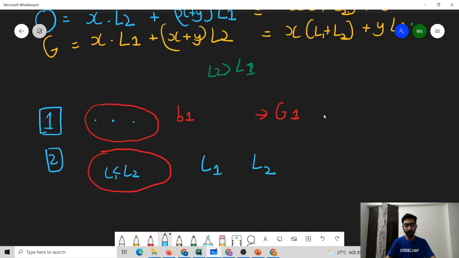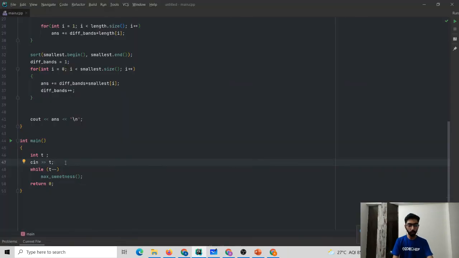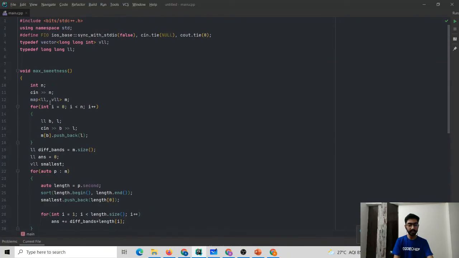So with these two things in our mind, we'll have a look at the code of the solution. First we are taking the total number of test cases, after which for each test case we are first taking the number of different songs, after which for each song we are taking the band number and length. Note that in order to implement this solution, I have used a map in which, for each band, I have stored all the different songs that are being played. That is, for each band I am storing the length of each song that is being played. So how am I doing that? In the map, for this particular band, I am pushing the length L.